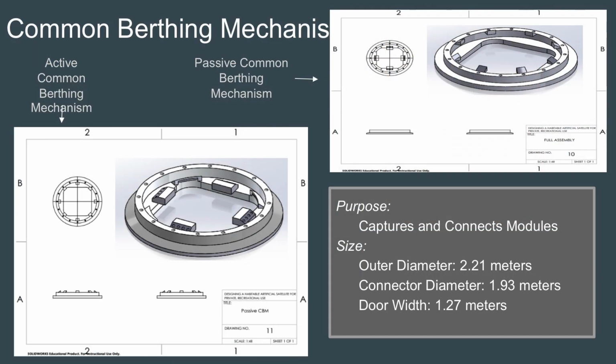And finally, the common berthing mechanism. The common berthing mechanism is NASA's preferred method of connecting different modules. We chose this method as it is fairly universal to different sorts of crew and resupply missions and the different capsules that would be used.